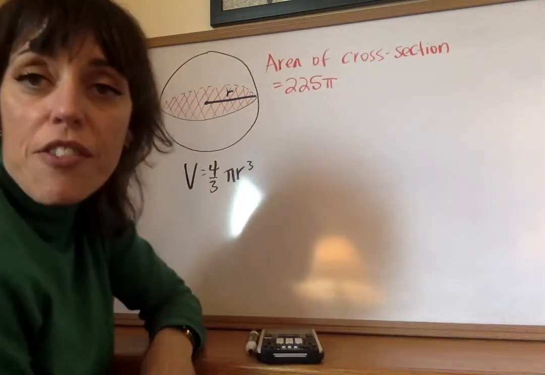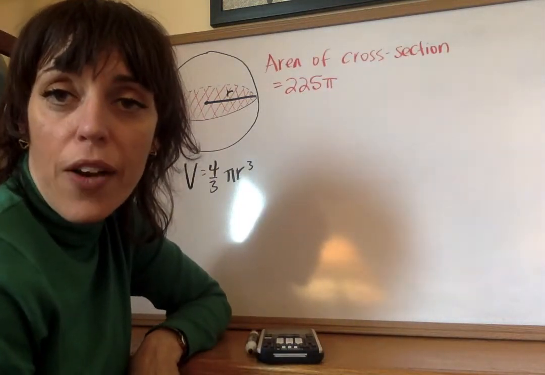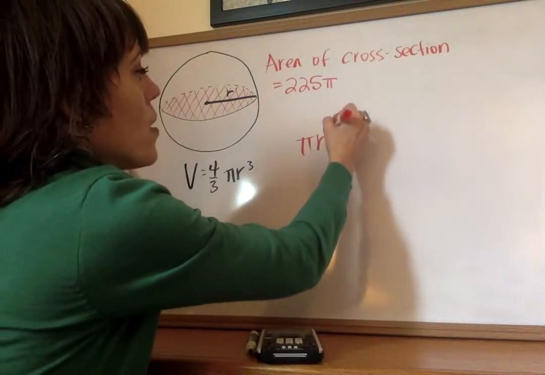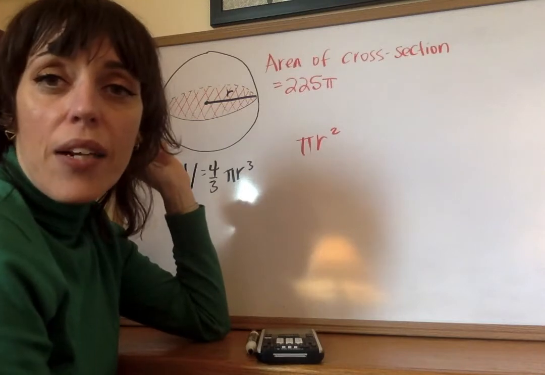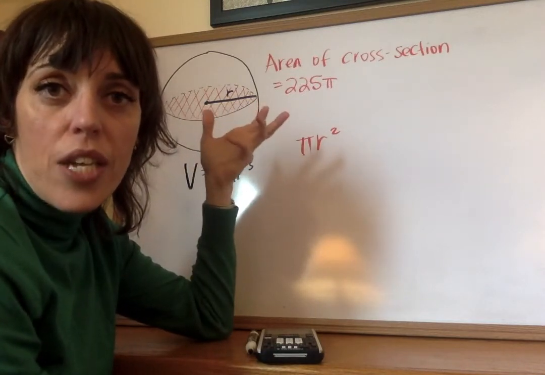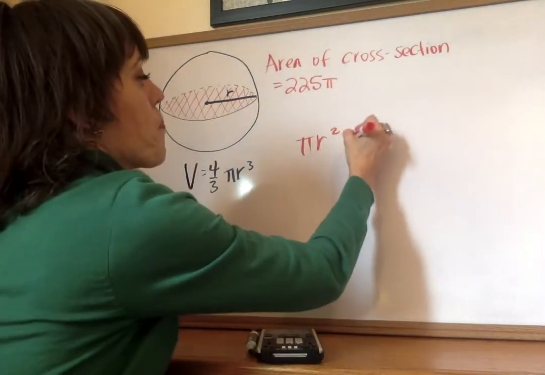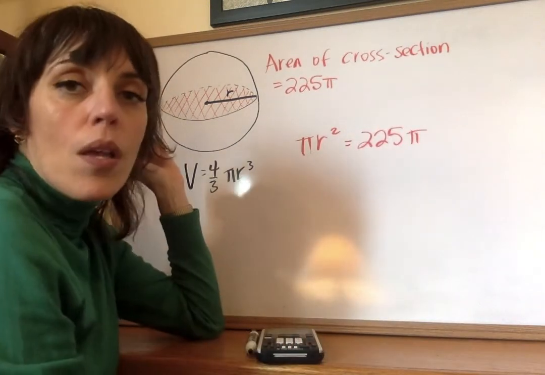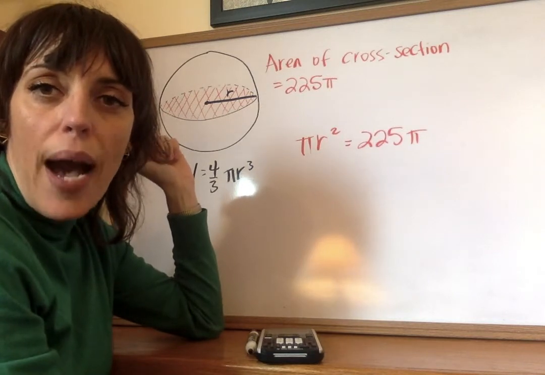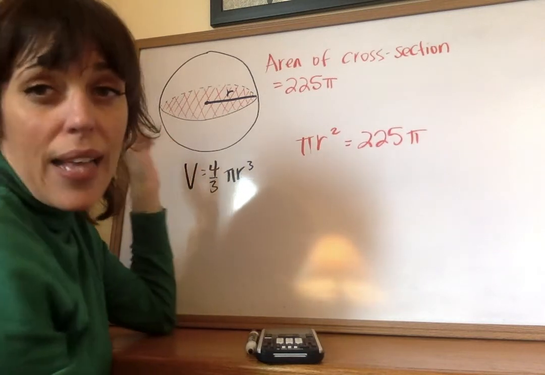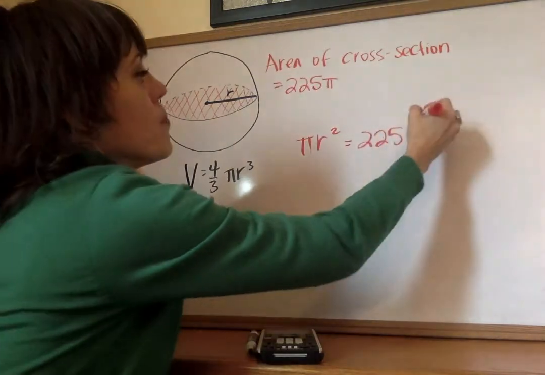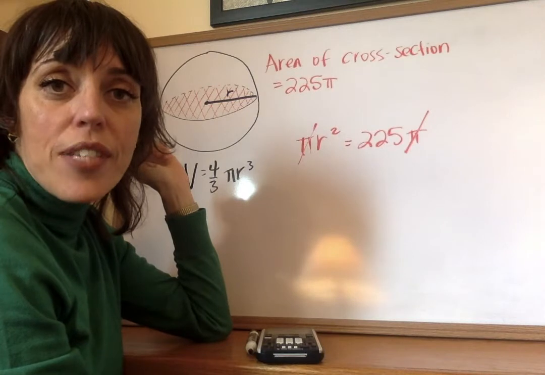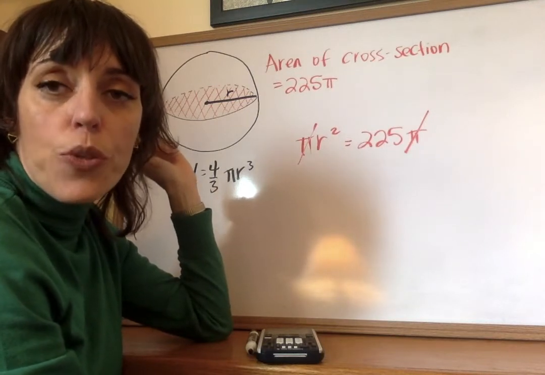So I know that to find the area of a circle, I'm going to use my area of a circle formula, which is pi r squared. And I know that the area of this particular circle, this cross-section, is 225 pi. So right away, I see that I have pi's on both sides of my equation that I can cancel out. So I'm going to do that right now. And what I have left in my equation is r squared equals 225.